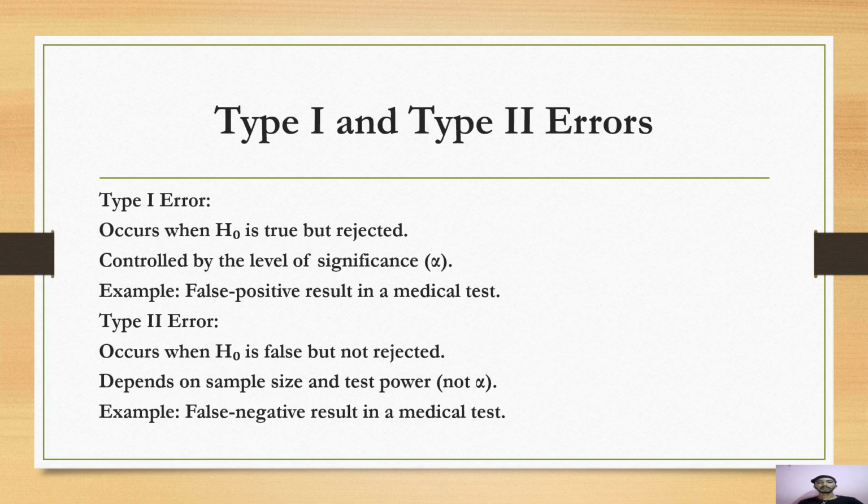Type 1 and Type 2 errors. Type 1 error occurs when H0 is true but rejected, controlled by the level of significance. For example, a false positive result in a medical test. Type 2 error occurs when H0 is false but not rejected, depends on sample size and test power, not alpha. For example, a false negative result in a medical test.